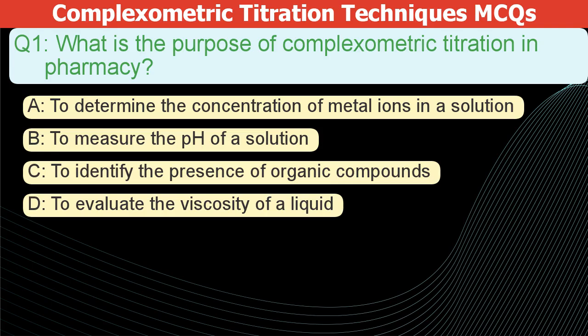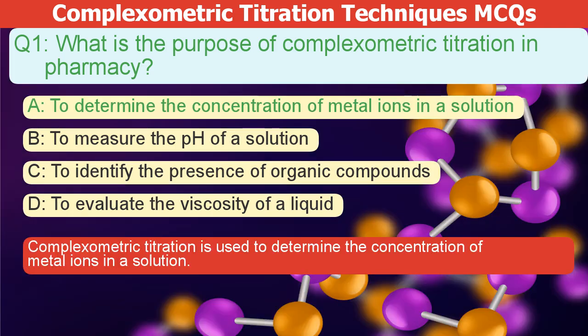What is the purpose of complexometric titration in pharmacy? A. To determine the concentration of metal ions in a solution. B. To measure the pH of a solution. C. To identify the presence of organic compounds. D. To evaluate the viscosity of a liquid. The correct answer is A. Complexometric titration is used to determine the concentration of metal ions in a solution.